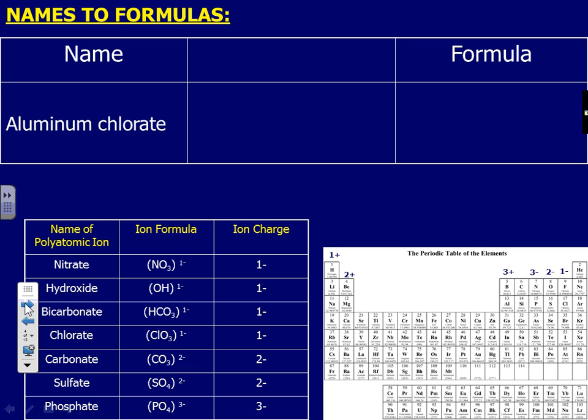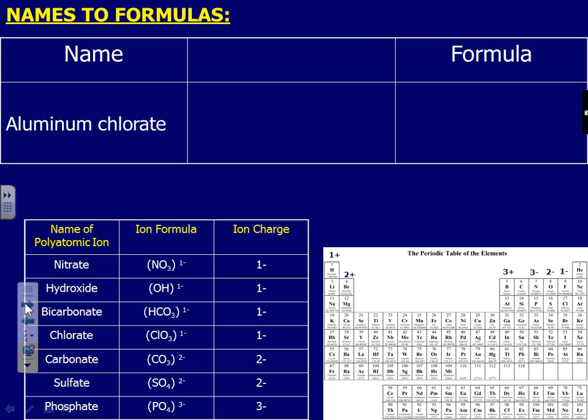So just put names to formula, all right? Just put names to formula. And I don't like the way we've got all these boxes. Just write down aluminum chlorate. So names to formula and write down aluminum chlorate. And then we're just going to do these examples. So I'm going to, in the middle, put the charges like we did when we started yesterday. Then we'll cross them over like we did yesterday. And then we'll write the final formula over here on the side.